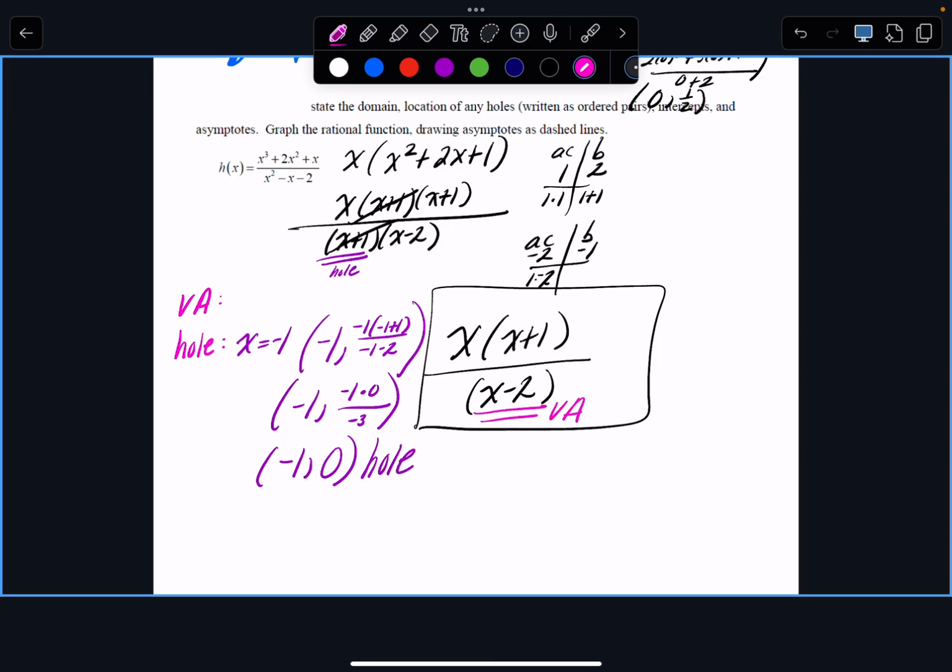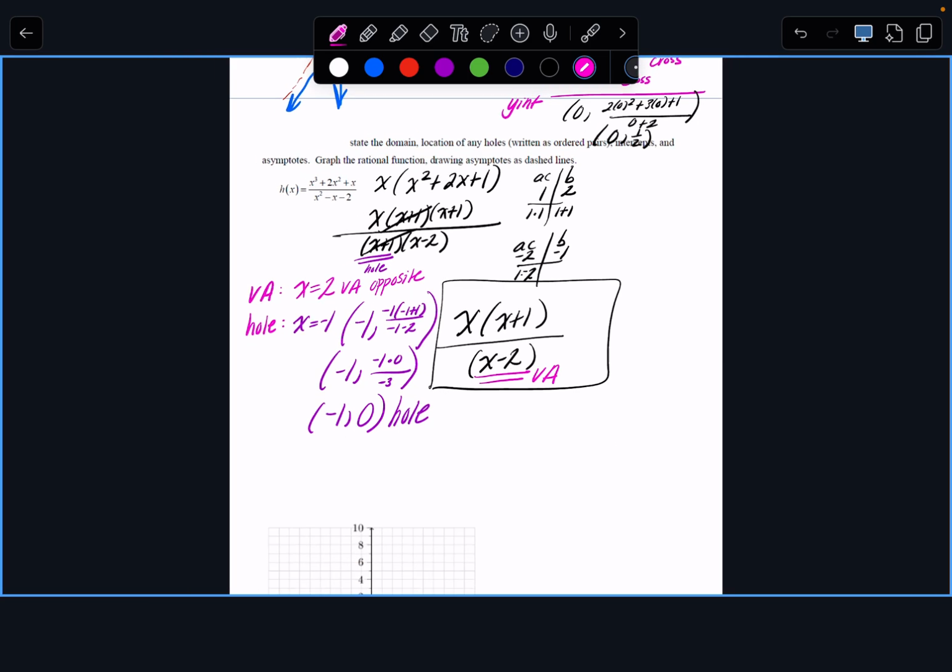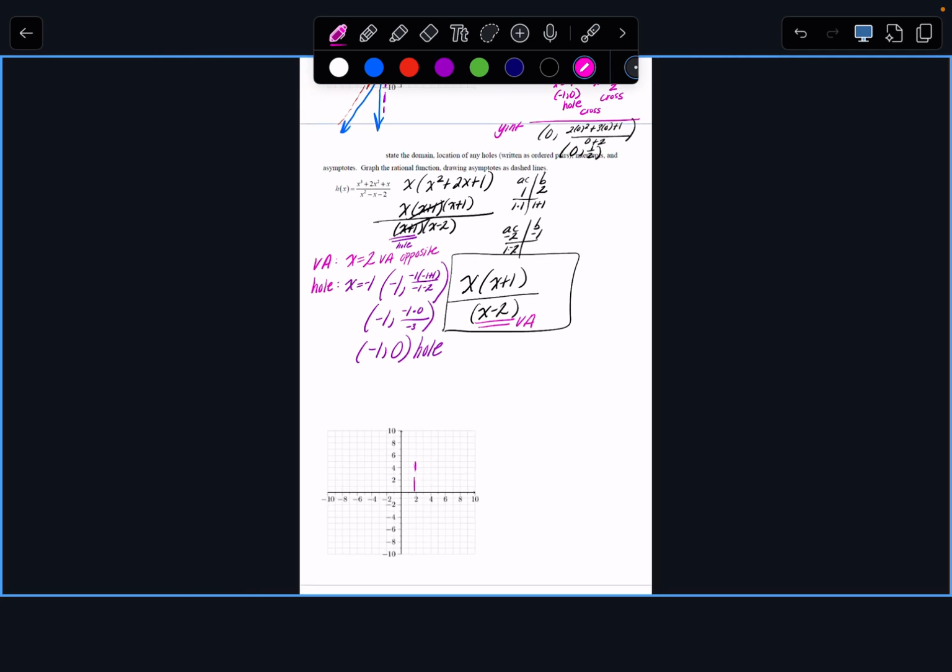Now look at this. Isn't this a vertical asymptote then? So then you would say x equals 2 is my vertical asymptote, and it goes in opposite directions, since it happened one time.